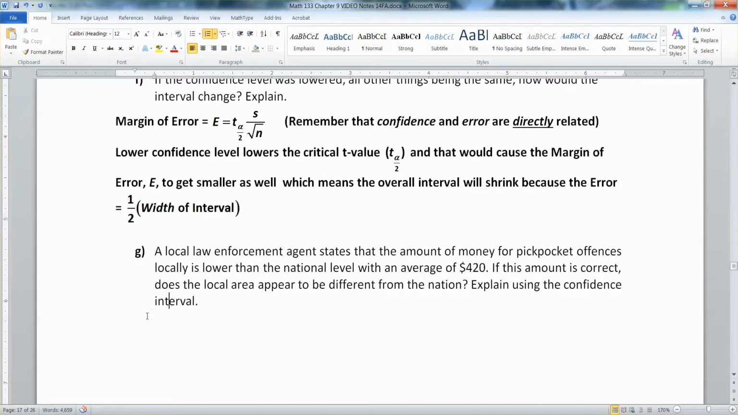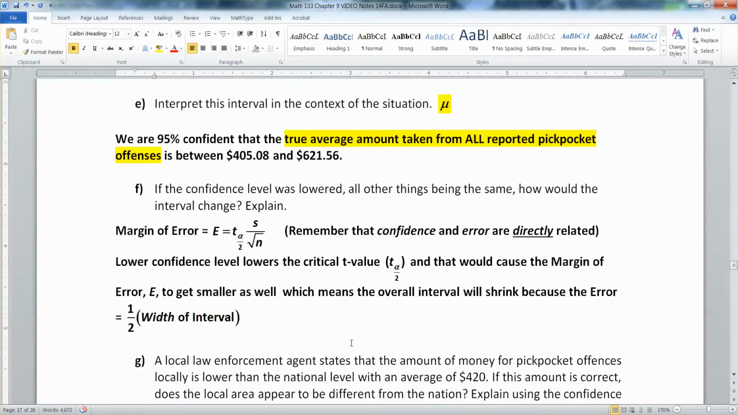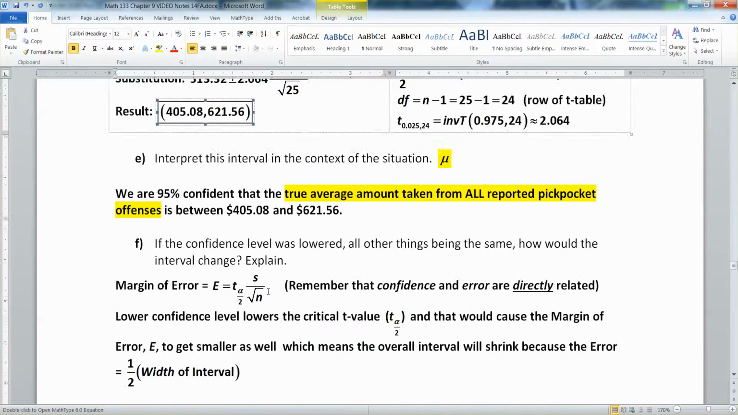All right, now a local law enforcement agency states that the amount of money for pickpocketing offenses locally is lower than the national level, with an average of only 420. If this has come out as correct, does the local area appear to be different from the nation? So the local average is 420, and he's claiming that this is smaller than the national average. Now, does the interval support that claim or contradict it? Well, the interval is 405 to 621.